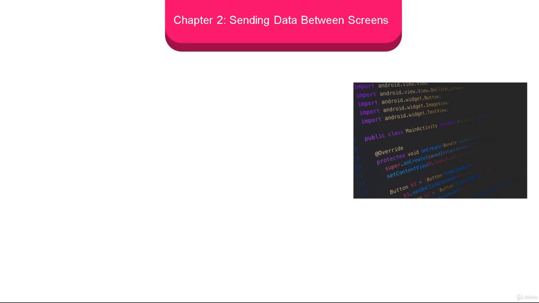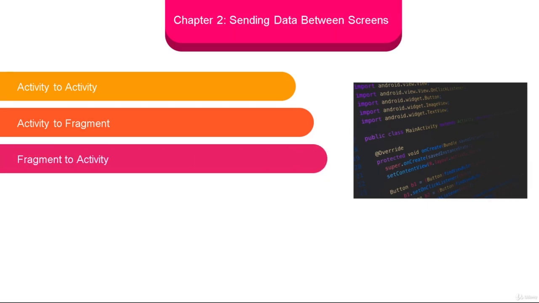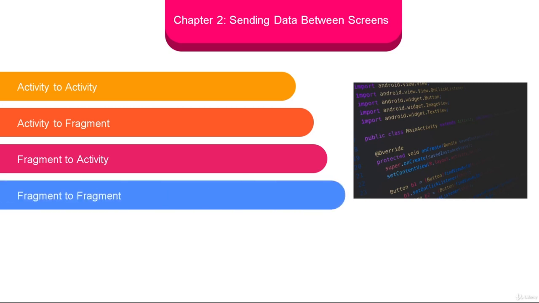We're going to deal with these transfers in 4 steps. So what's the first one? Data transfer from one activity to another activity. So we're going to learn how to send data from one activity to another activity. In the second step, we'll learn how to send data from activity to fragment. In the third section, we'll learn how to send data from fragment to activity. And for that fourth and last step, we'll learn how to send data from one fragment to another fragment.